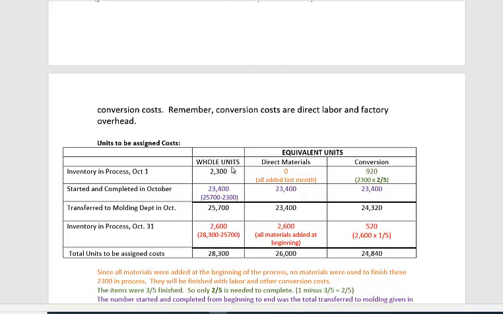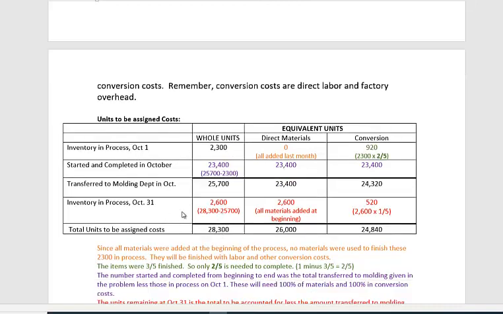Okay, so that leaves us with our work in process inventory. So for direct materials, remember they're added at the beginning of the process, so these were already added in October because at the end of October these units are in work in process, so the materials were added. Notice that in the beginning inventory the materials were already added and brought forward from September, so those costs are back in September. These material costs for these 2,600 units were added in October.